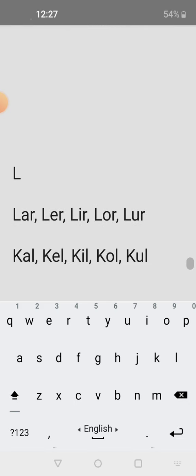And for L, la, lar, ler, leer, lor, lure. And at the end: cal, kel, keel, kol, cool.